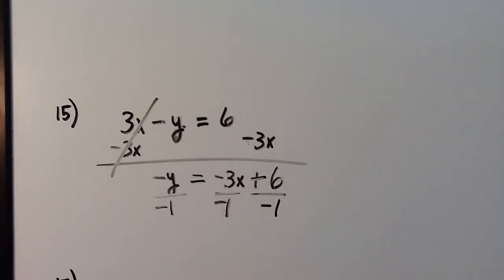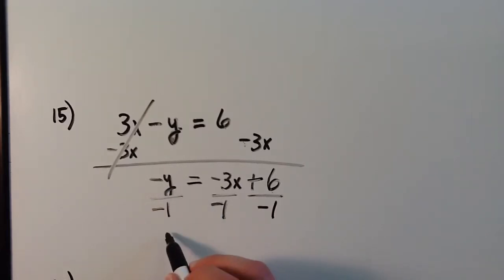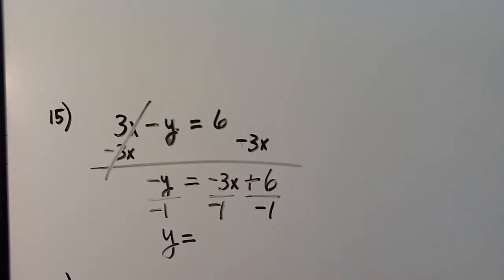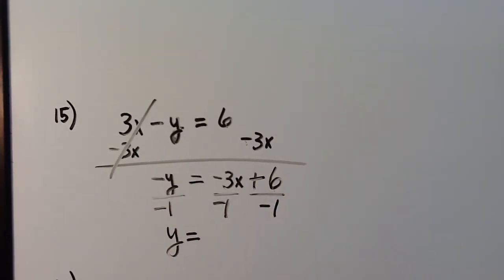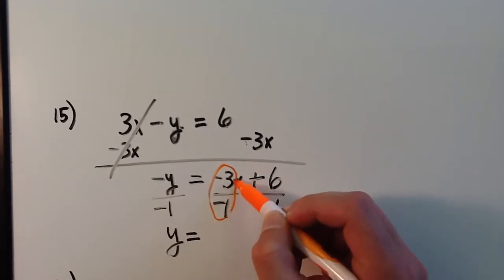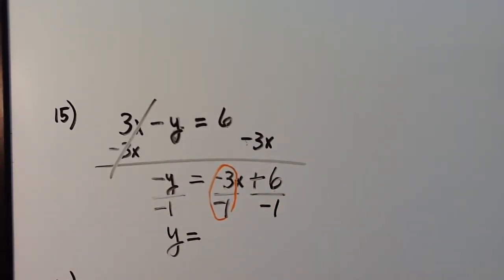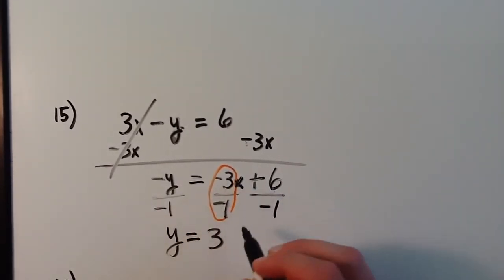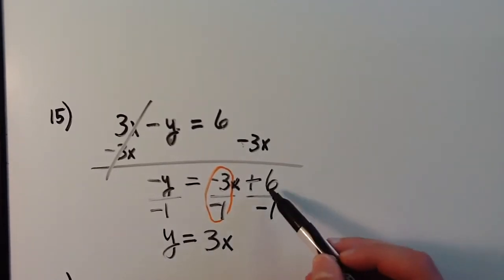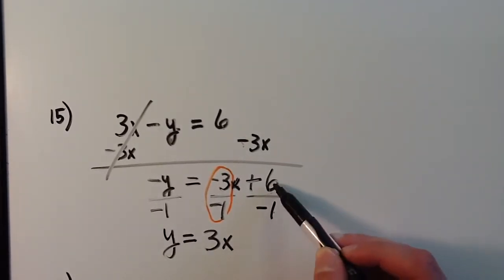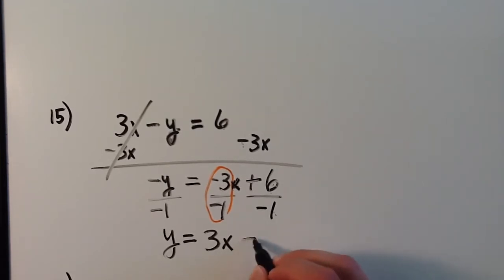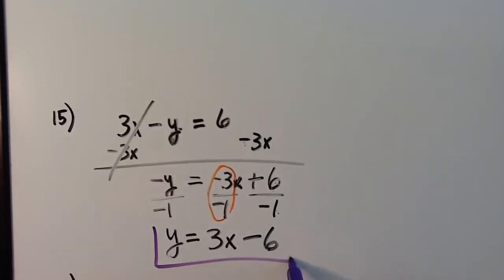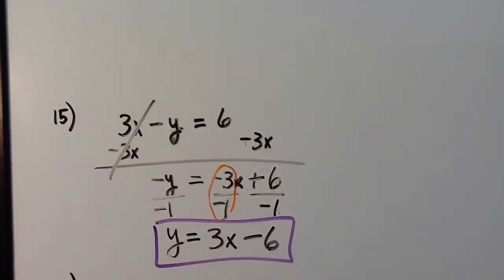Now let's go through and simplify. Here I have negative 1 over negative 1y. That is simply y. Y equals, which is what I want. Here I have negative 3 over negative 1. What is negative 3 over negative 1? That is simply 3. Don't forget your variable. This is 3x. Here I have positive 6 over negative 1. 6 divided by negative 1 is negative 6. And so this right here is my equation in slope-intercept form: y equals 3x minus 6.